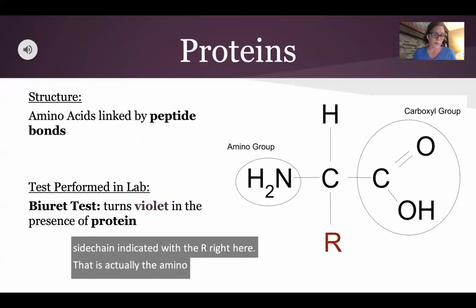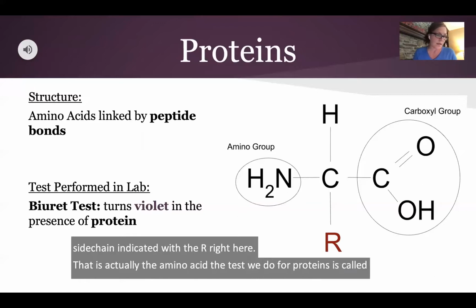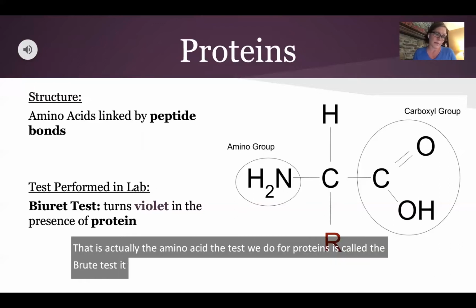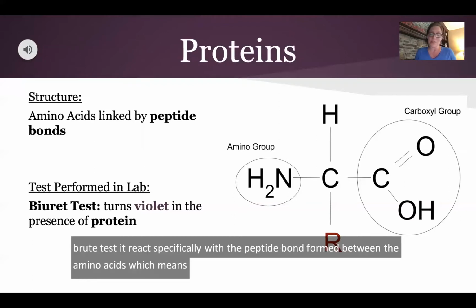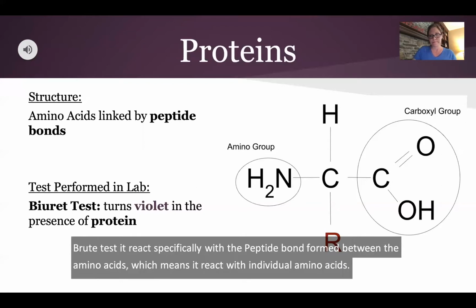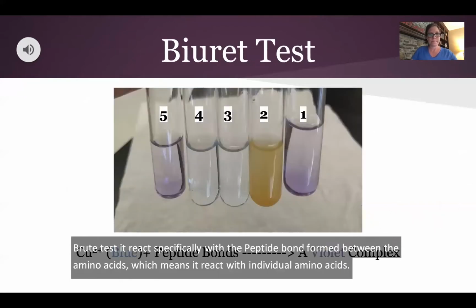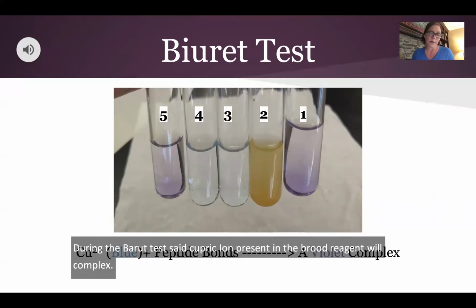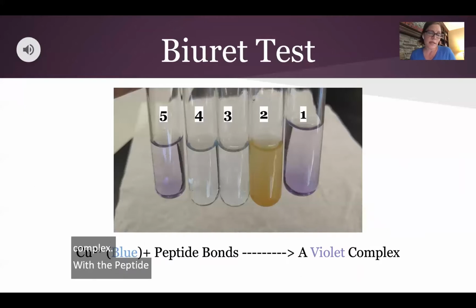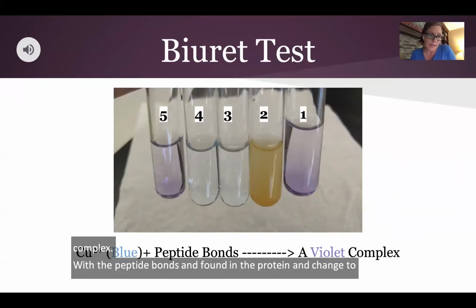The test we do for proteins is called the Biuret test. It reacts specifically with the peptide bonds formed between the amino acids. During the Biuret test, a cupric ion present in the Biuret reagent will complex with the peptide bonds found in the protein and change to a blue or a violet.